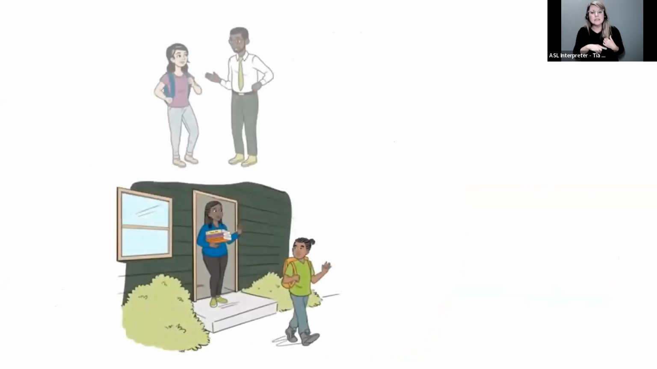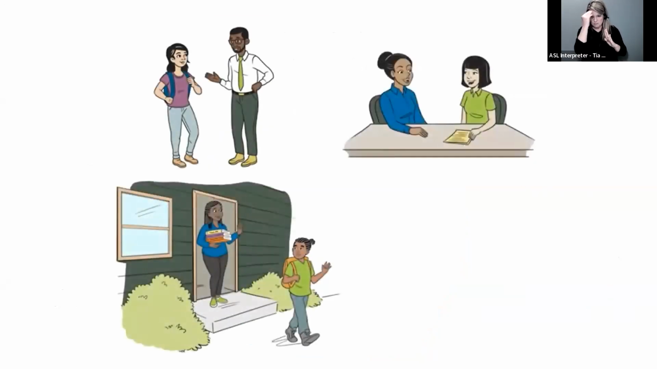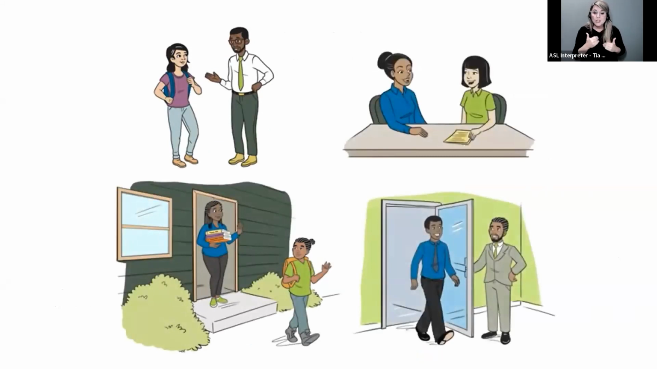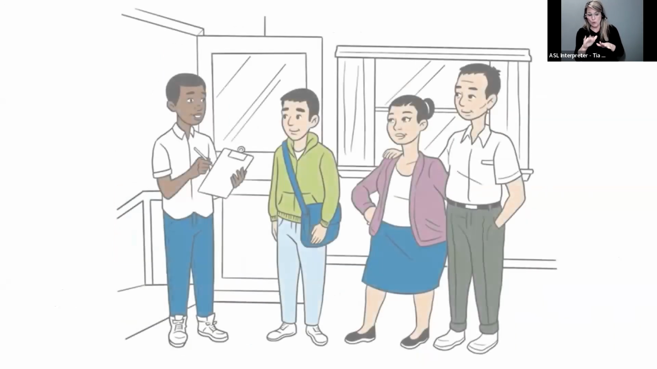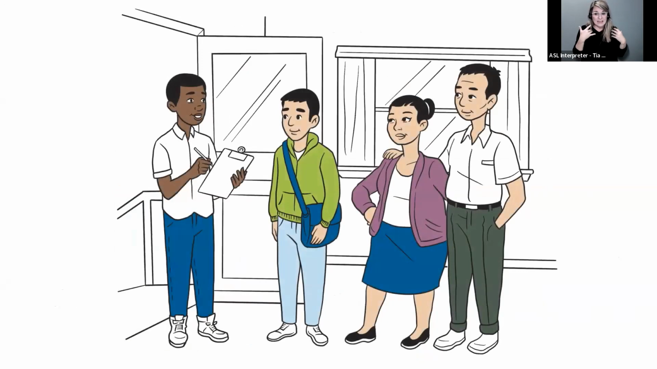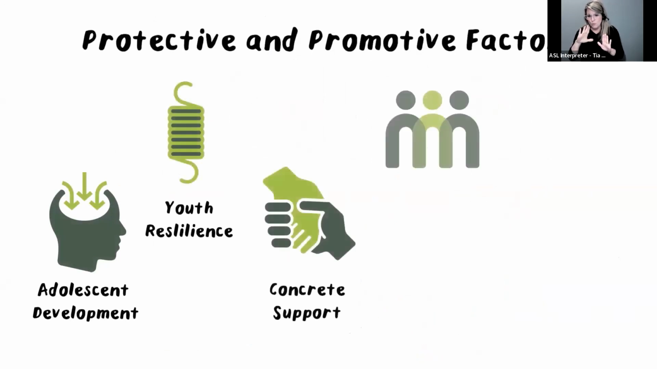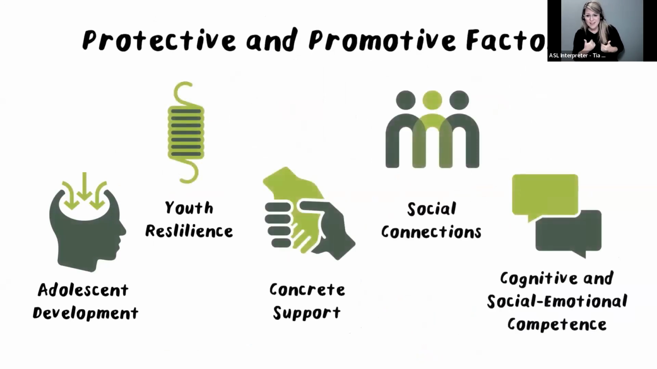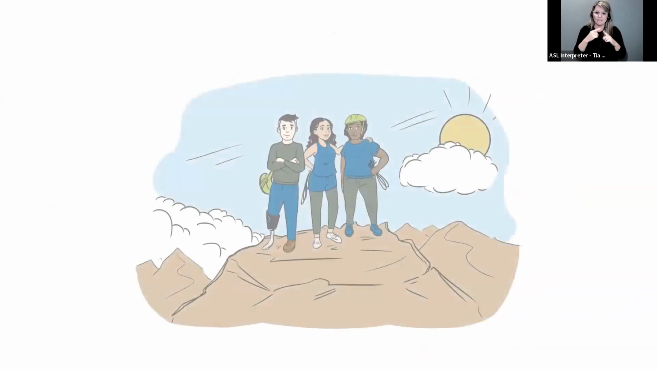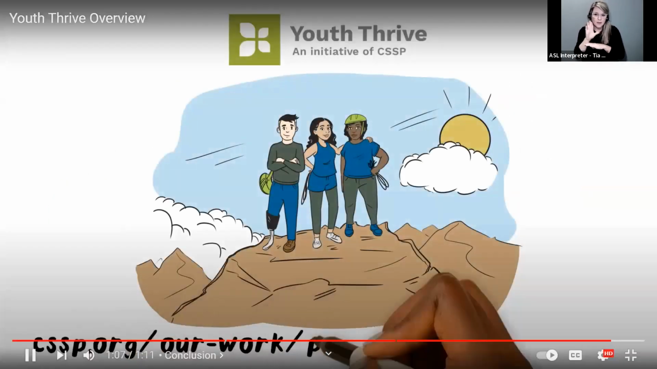When families, educators, system partners, and youth workers understand adolescent development and healing from trauma, it improves how they interact with young people and their families. Taken together, the 5 Youth Thrive protective and promotive factors help young people thrive, even in the face of risk and adversity. To learn more about Youth Thrive, visit cssp.org.